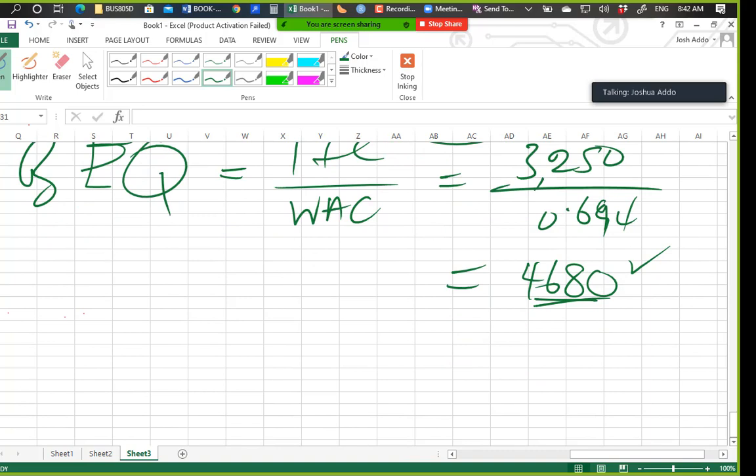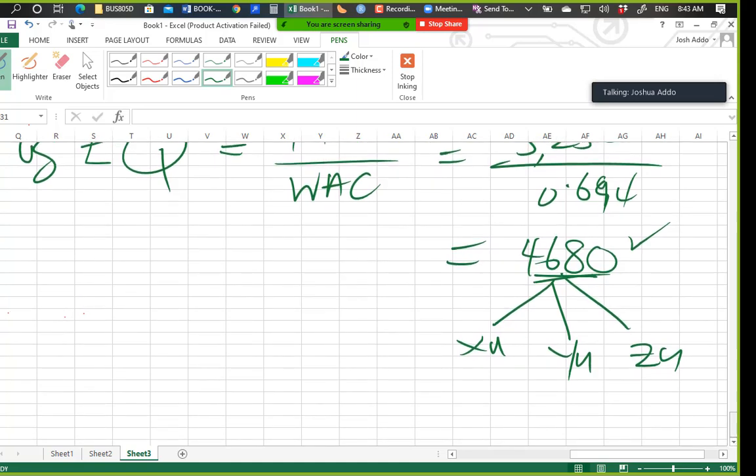Okay, so now 4680 is for XU, YU, ZU. It's for all of these things combined. So how do we group them? For this one itself, this one itself, and this one itself separately.